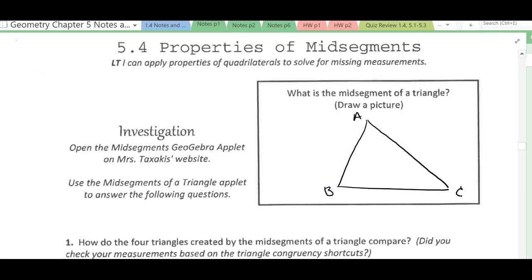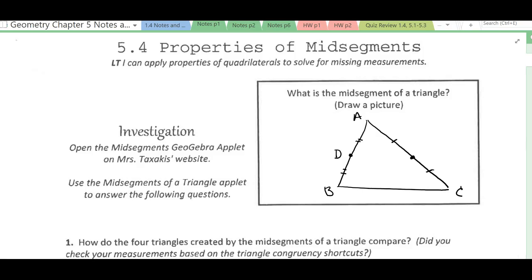And I'm going to find the midpoint of side AB. So there's the midpoint. We'll call that point D, and I will show that it's a midpoint with tick marks. And I'm also going to find the midpoint of AC. So there's the midpoint of AC. Again, I'm going to use tick marks to indicate that it is a midpoint.